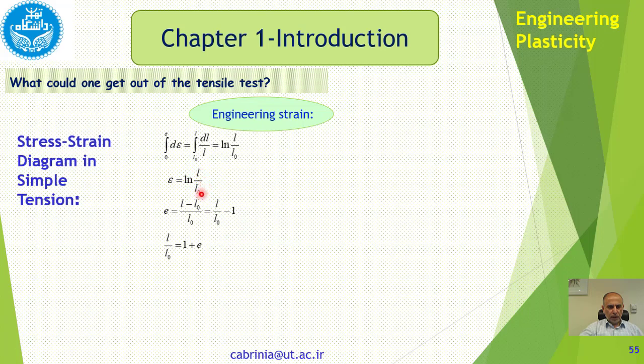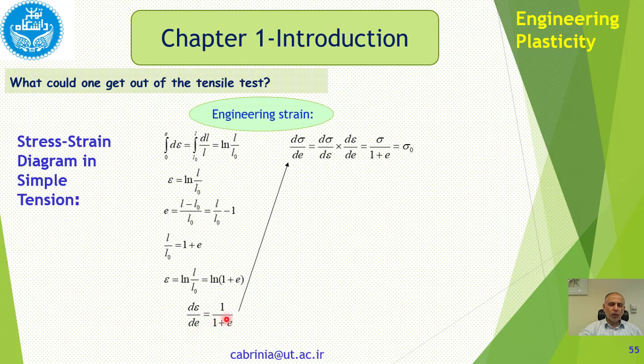Now we note that we have here L over L0. Therefore we can write L over L0 is equal to e plus 1, where e is the engineering strain. Then epsilon, which is ln L over L0, with L over L0 being 1 plus e, is ln of 1 plus e. And then d epsilon over de is equal to 1 over 1 plus e, because this is a transformation between natural strain and engineering strain.